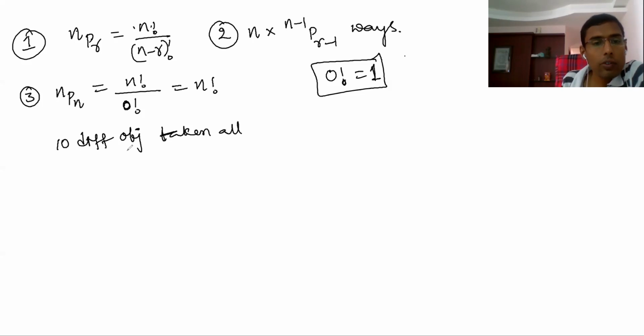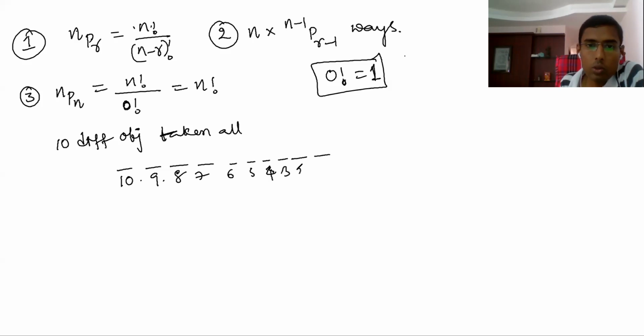So 10 different objects, that means you have to arrange them in a line, right? So that means 10 blanks I have to fill. First blank 10 ways, second blank 9 ways, third blank 8 ways, 7 ways, 6, 5, 4, 3, 2, 1. So this is 10 factorial.